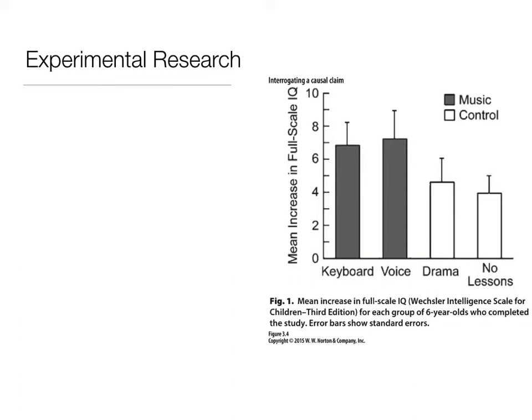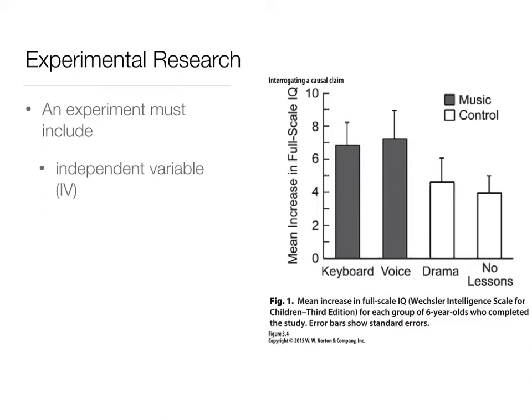So for true experimental research, an experiment must include an independent variable. These are, again, those manipulated variables. We're doing something with this. It also must include a dependent variable. Our dependent variable is our measured variable. Our independent variable is going to be our cause, and our dependent variable is going to be our effect.